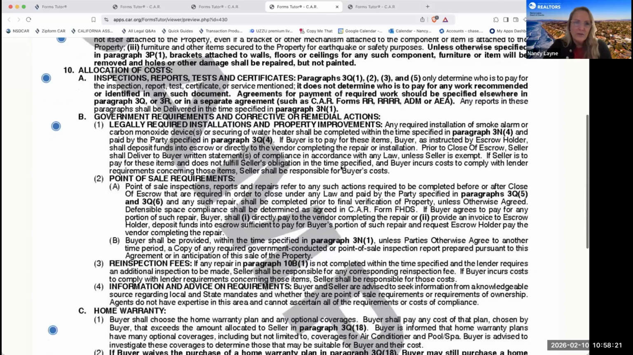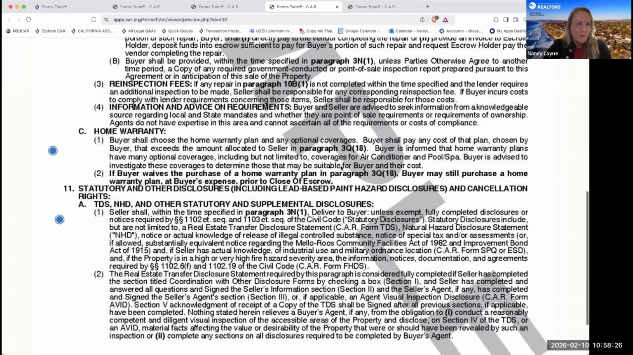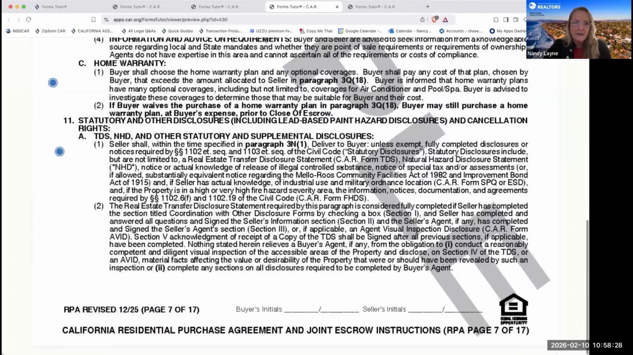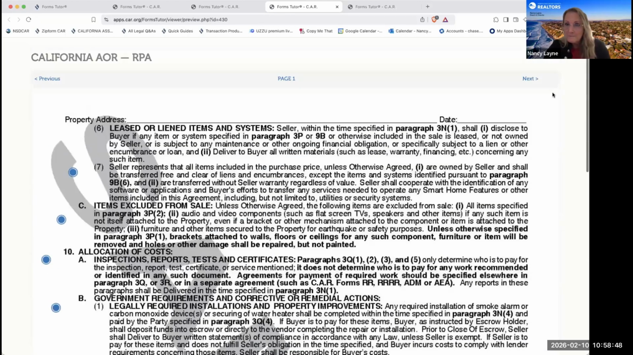Who pays for the inspections, the government requirements, the home warranty, all of that stuff is in the contract and clarified as to who's going to pay them. This gives a little bit more in-depth description of what those items are. A lot of clients ask, what is an NHD? What is the TDS? What is all that stuff? And that's actually in here, and it does give a fairly clear, comprehensive description of what that is.